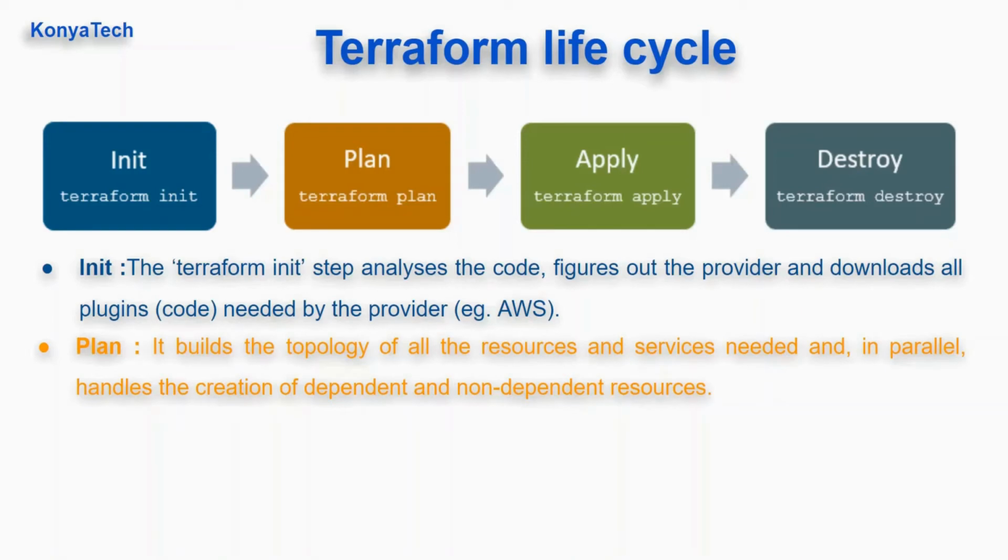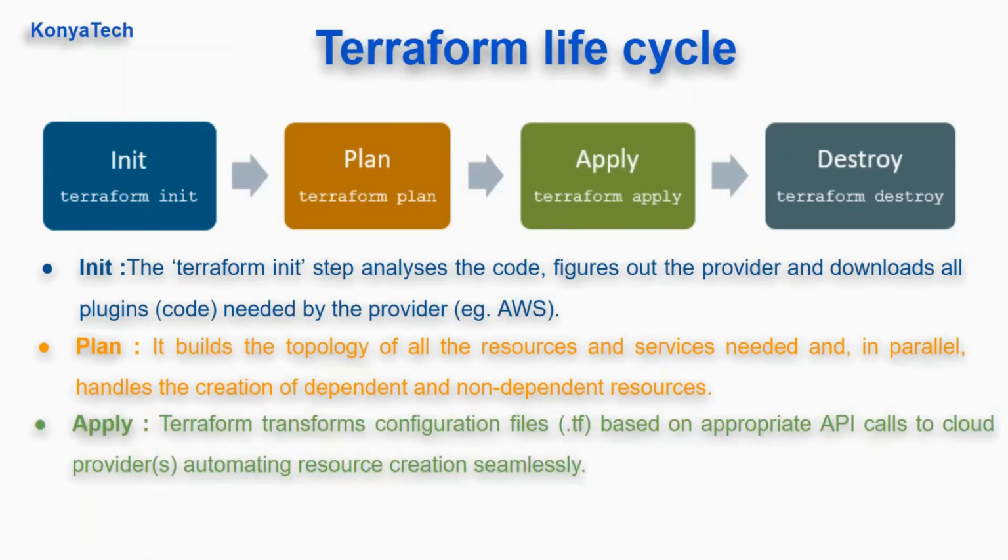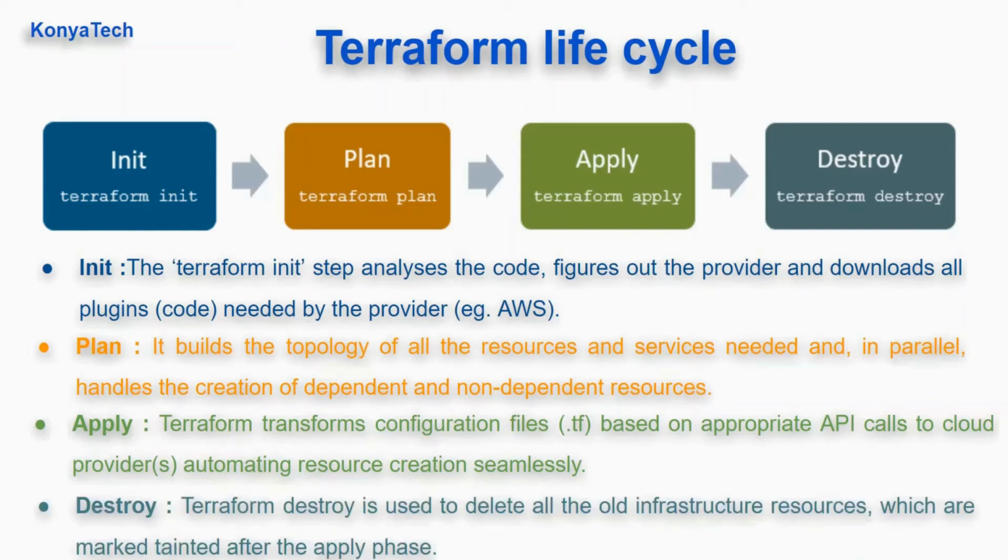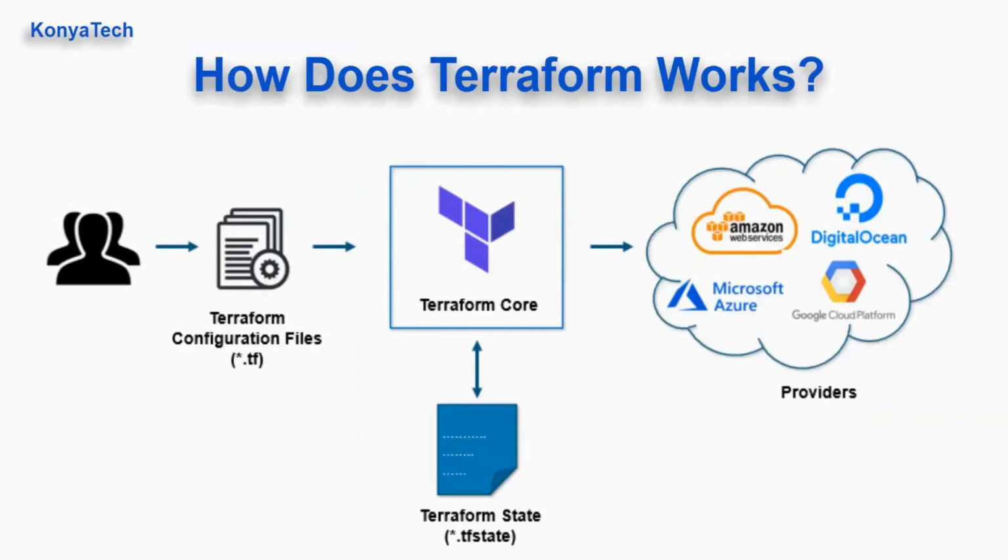Plan builds the topology of all resources and services needed, and in parallel handles the creation of dependent and non-dependent resources. So what is apply? The Terraform apply command transforms the configuration .tf files into appropriate API calls to cloud providers, automating resource creation seamlessly. Terraform destroy is used to delete all the old infrastructure resources which are marked tainted after the apply phase.